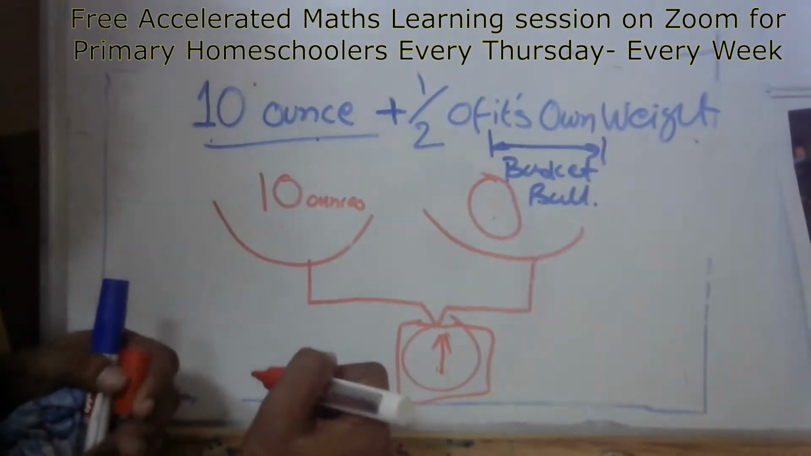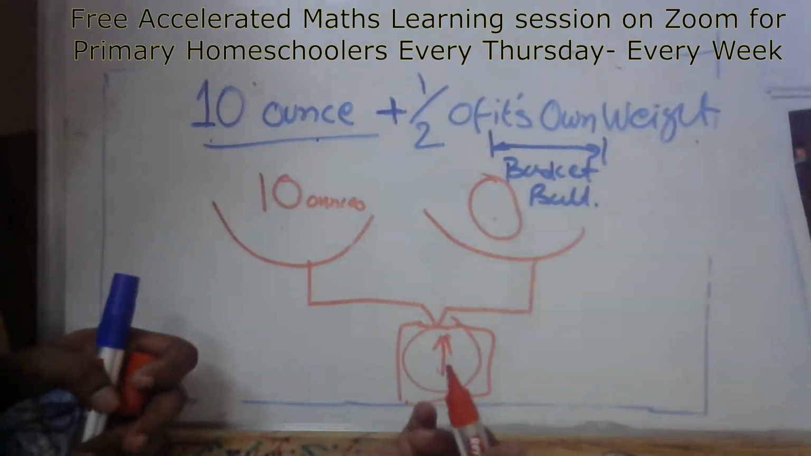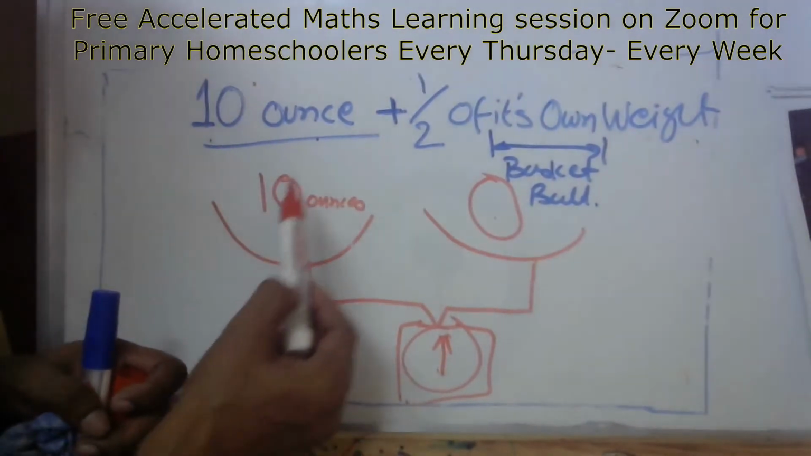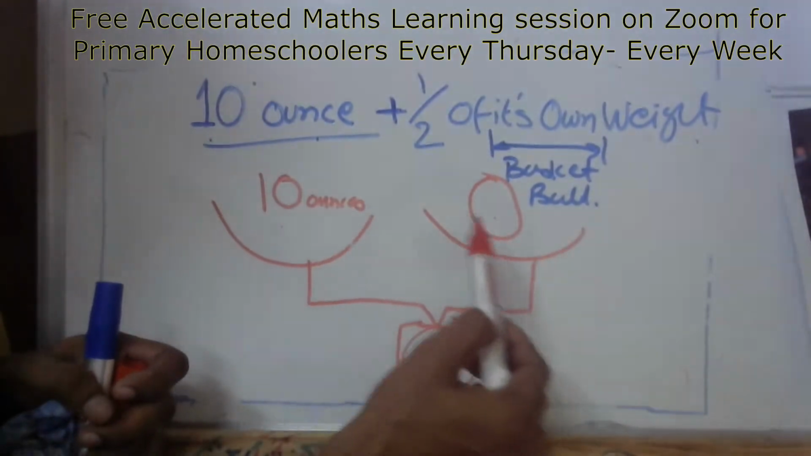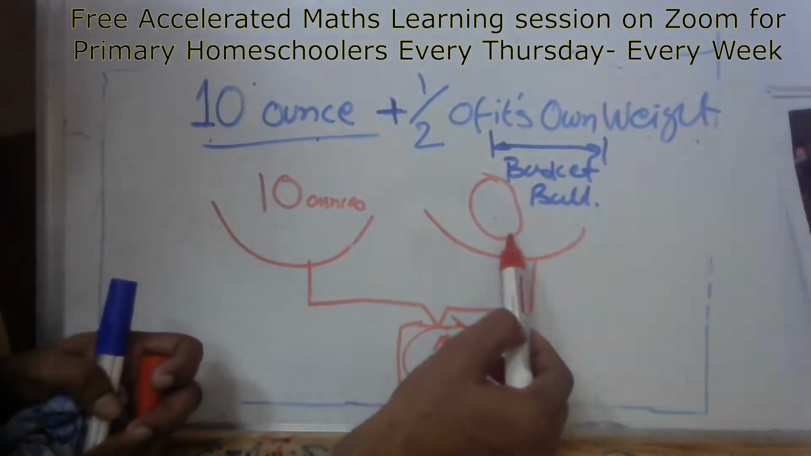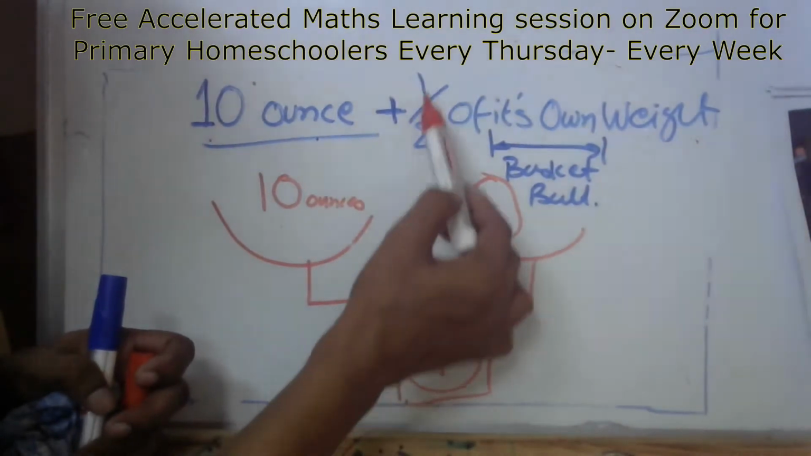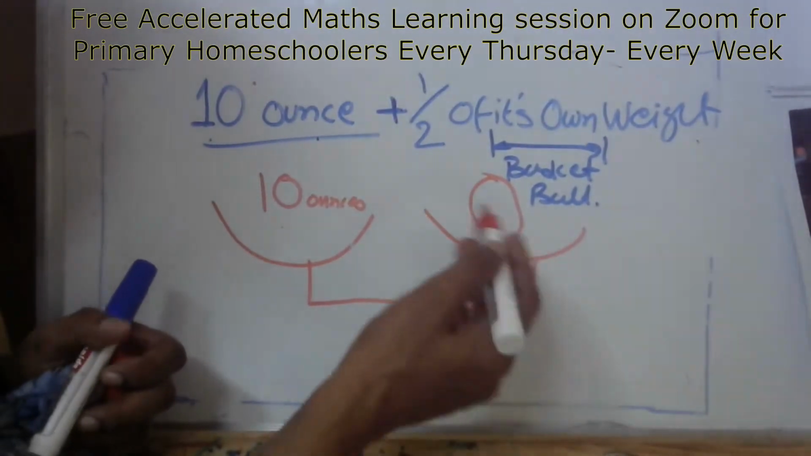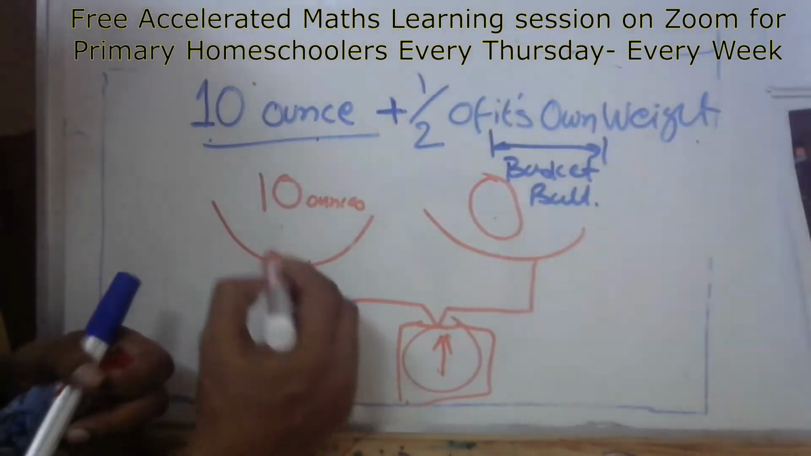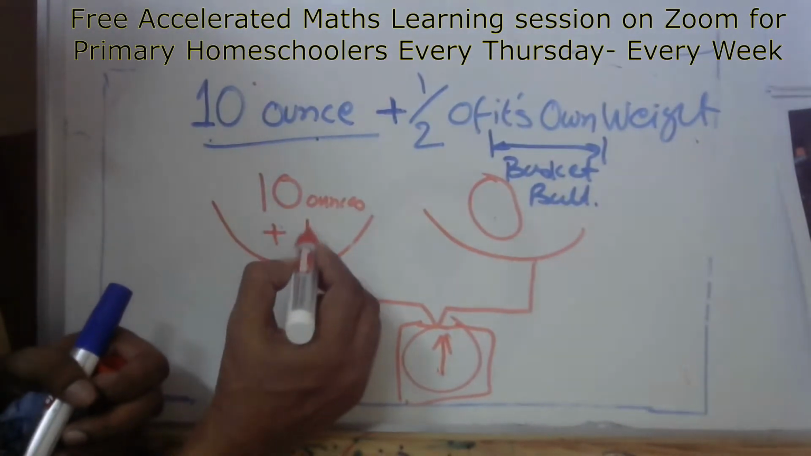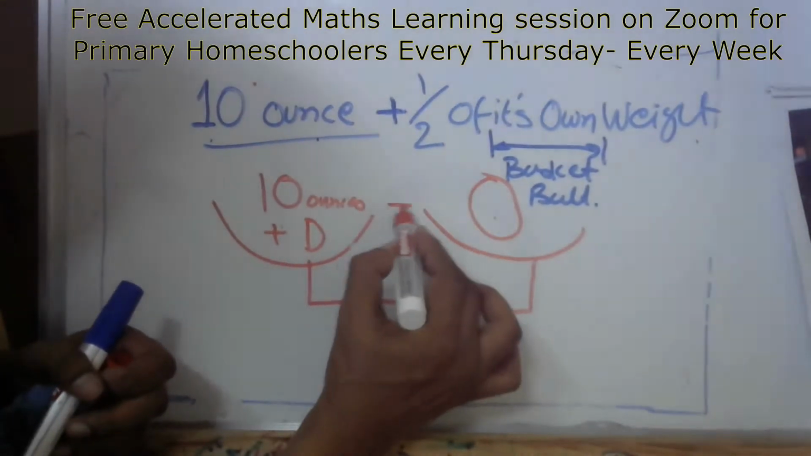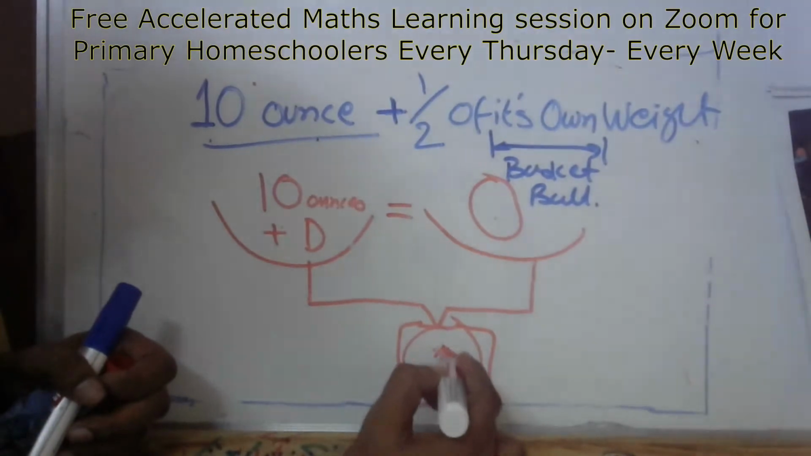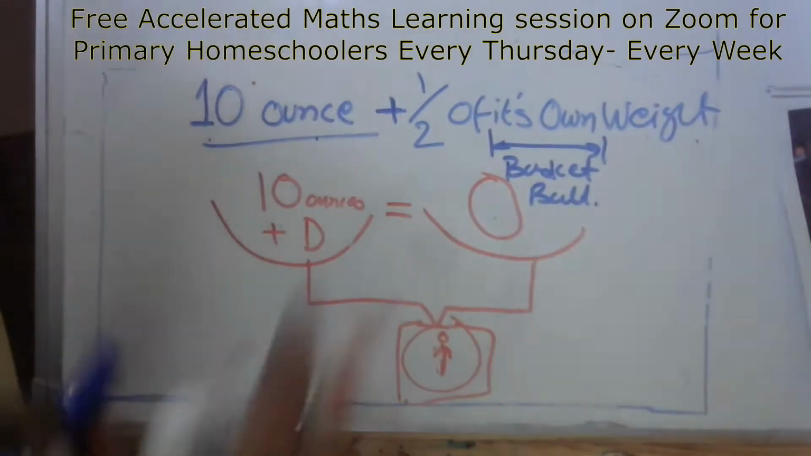Will it balance? It will not balance, because the question says 10 ounces plus something more is the weight of this basketball. What is needed is half of its own weight. Half of its own weight means I must go grab half a basketball somewhere. So I put half a basketball here, then it will balance, and here it will be 0. Balance. Job done.